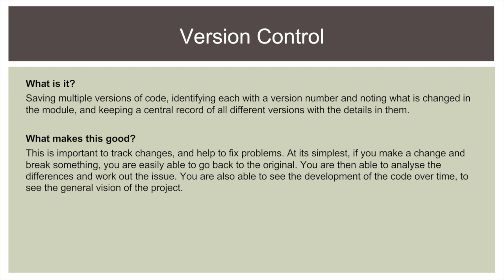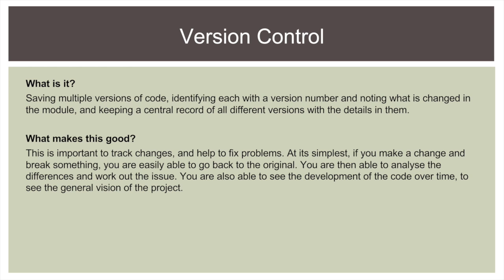Version control. You need to save multiple versions of your code. Every time a major change is made, you should have a different version. You need to record each version with a version number, you need to note what is changed in the module, and you need to keep a record somewhere, a document, a database, something like that, that records all the different versions of all the different modules you've developed with all the details in them. And it's important to do this to track changes and to fix problems.